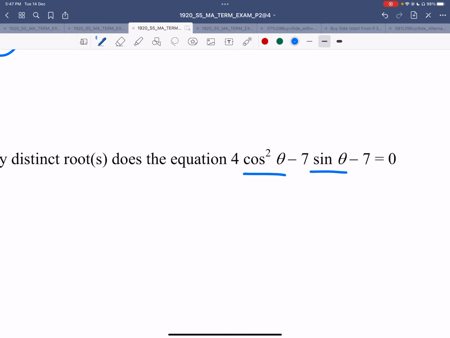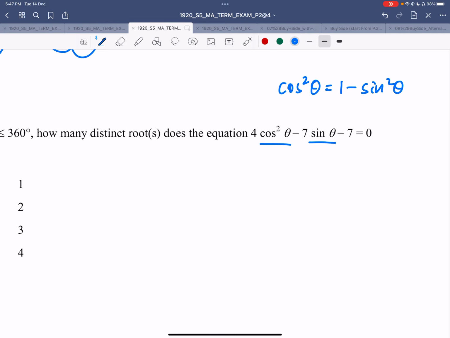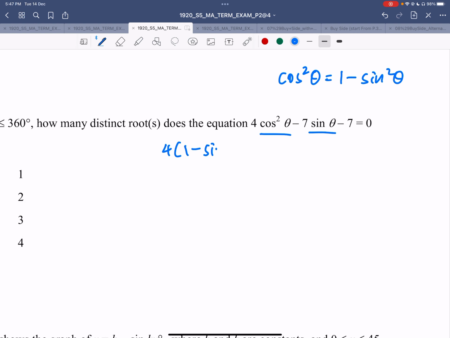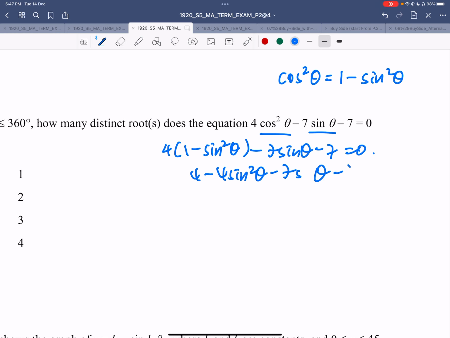You know that cosine squared theta equals 1 minus sine squared theta, alright? So you can directly convert that: 4 times (1 minus sine squared theta) minus 7 sine theta minus 7 equals 0, right? 4 minus 4 sine squared theta minus 7 sine theta minus 7 is 0, okay? So negative 4 sine squared theta minus 7 sine theta minus 3 equals 0.